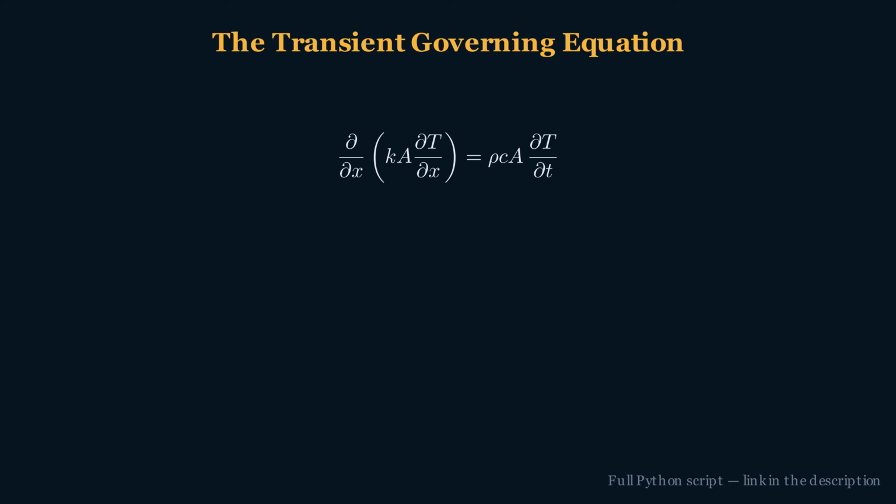Recall from episode 1, this is the general 1D heat diffusion equation, derived from an energy balance on a thin slice. Last time, we set the right-hand side to 0 for steady state. This time, we keep it. With constant properties and constant area, this simplifies to the second derivative in space being proportional to the first derivative in time.